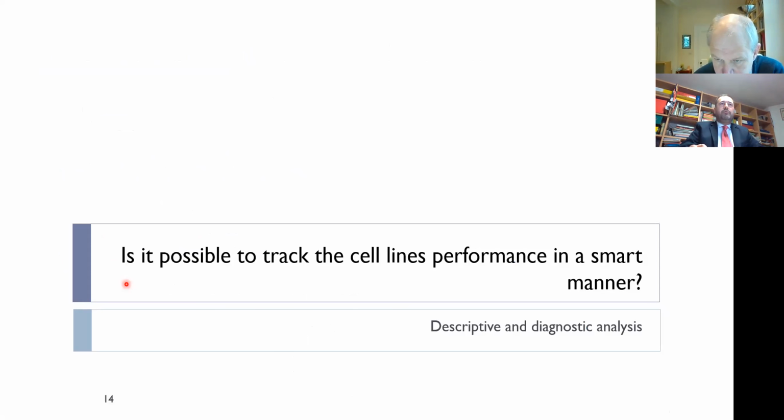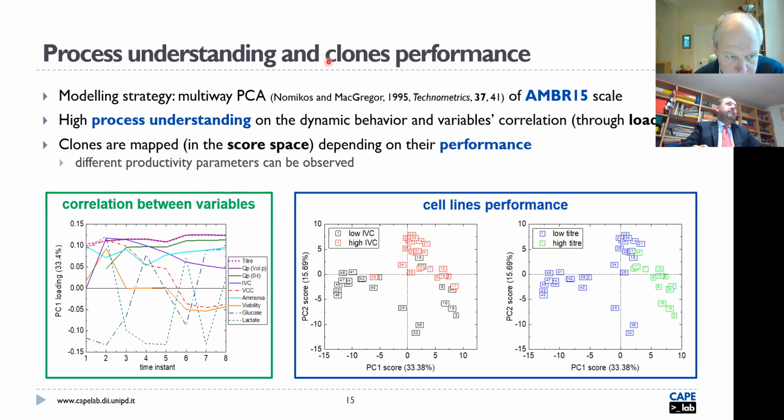The first example I would like to show you is the descriptive and diagnostic analytics to track the cell line performance in a smart manner. We apply the multi-way PCA on the Ambr 15 scale, and here we try to understand the dynamic behavior of the variables and the variables' correlation through loadings for the entire duration of a batch. Here, a batch is approximately 2 weeks, and we monitor the variables in 8 different time instants.